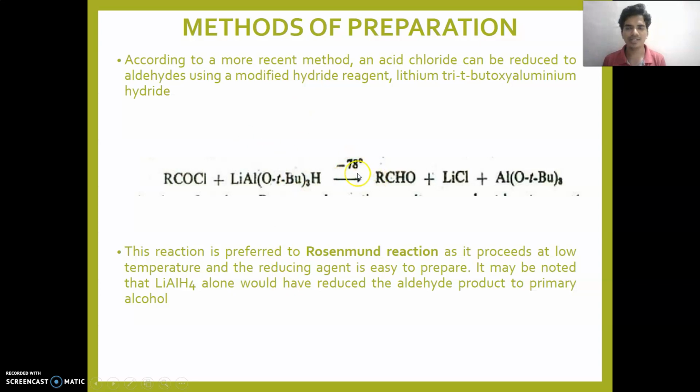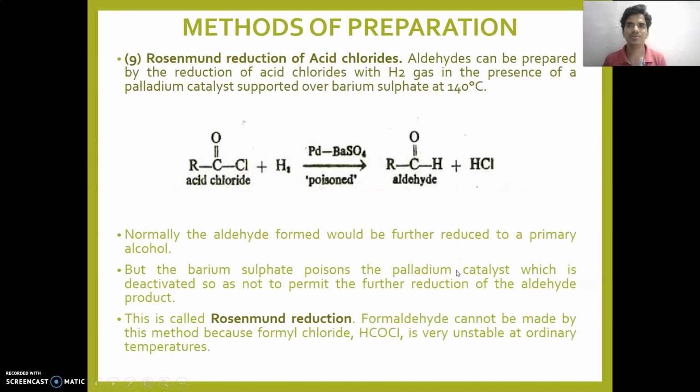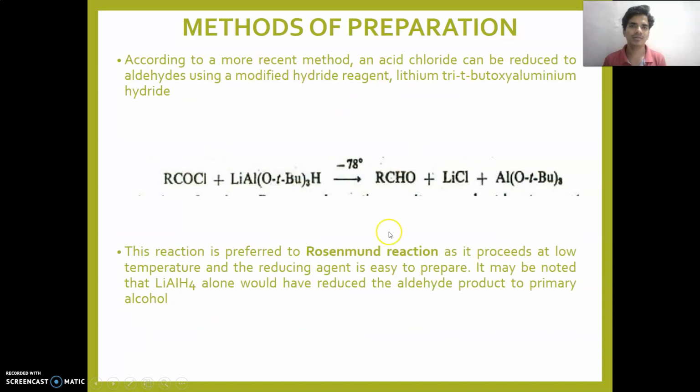So here is a minus 78 degree temperature, and the reducing agent is easily prepared. It may be noted that lithium aluminum hydride alone would reduce the aldehyde product to primary alcohol. So this is the reaction condition, only changed from the Rosenmund reduction method, and we will get the product in this way also as aldehyde.